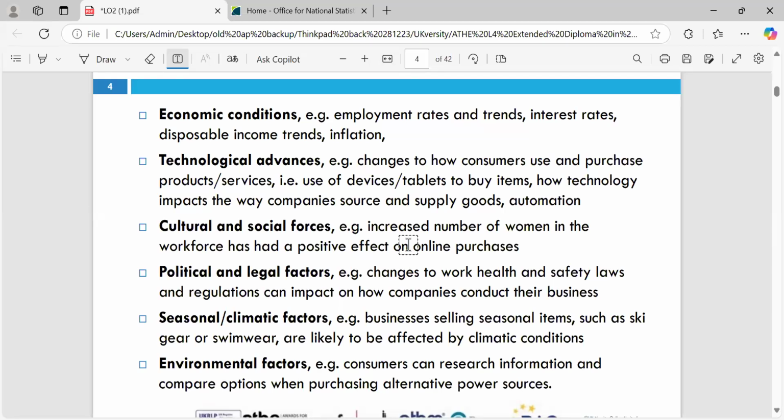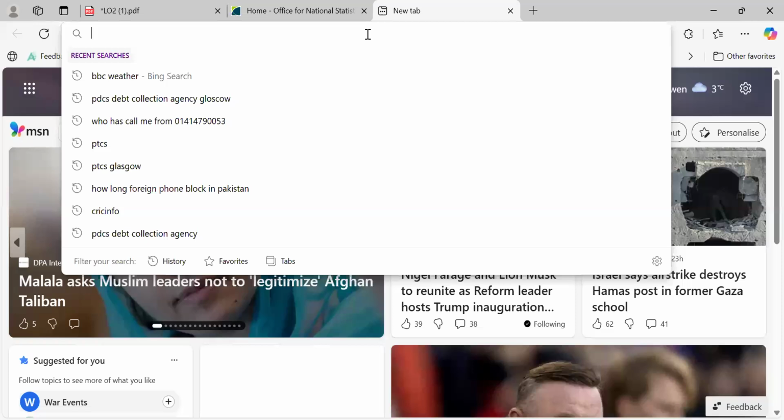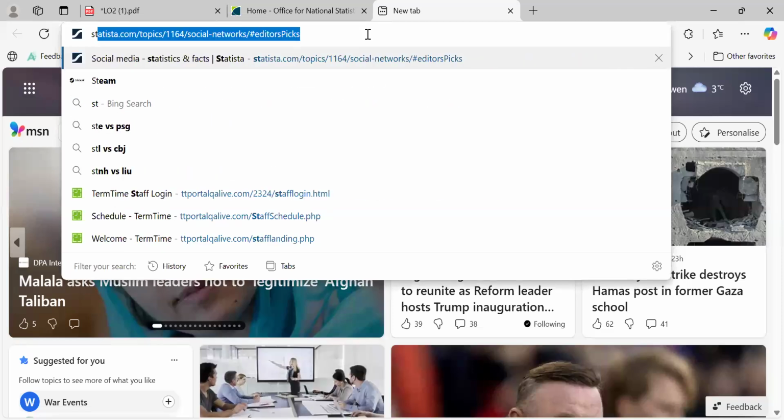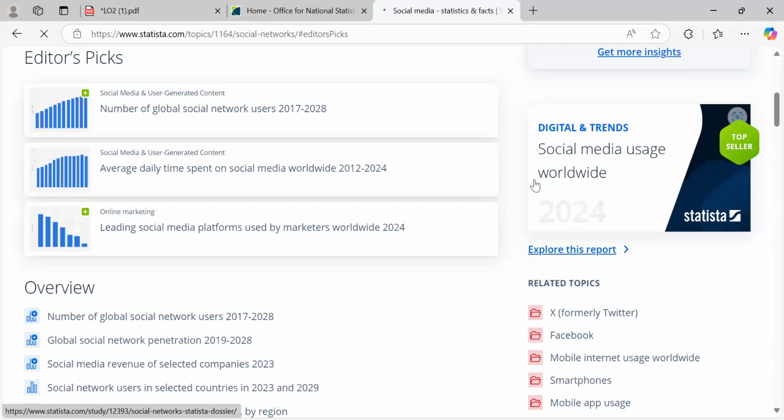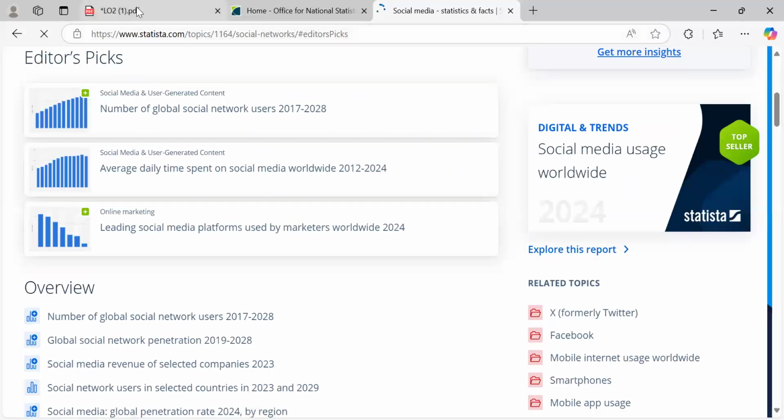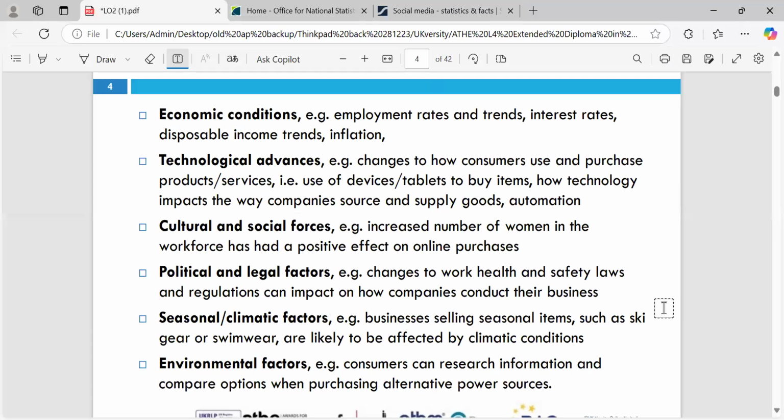So technological advancement, we mentioned earlier, AI and artificial intelligence. There's a good website, please, if you want to look around. Like you can look around the social media, you can look around the technology growth, it's good to be. And based on that you can make cultural factors.